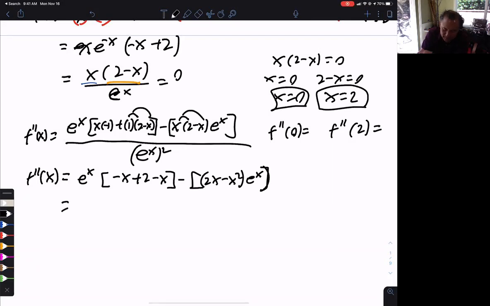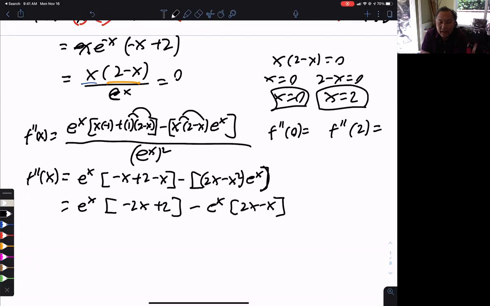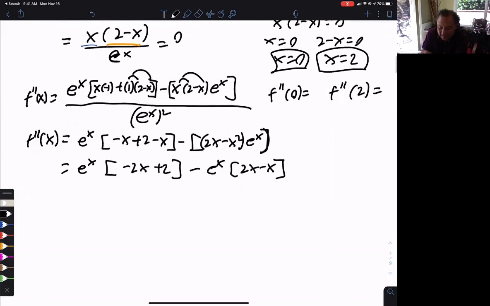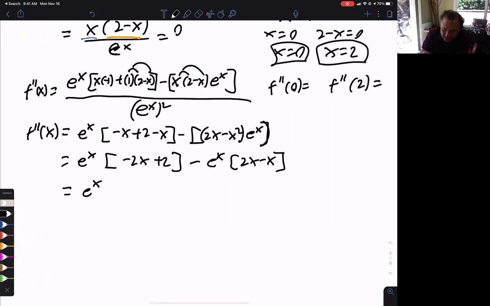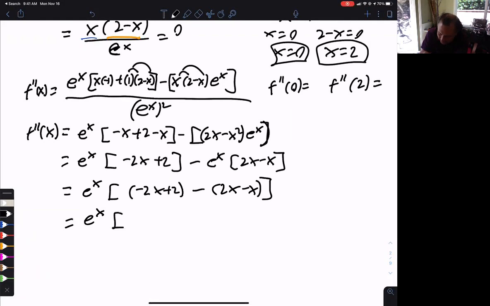Okay, simplify more. This is kind of fun. Minus 2x plus 2. I have e to the x times 2x minus x squared. Hopefully you're all good with that. Now they both have an e to the x. I'm going to factor that out. So I'm going to be left with minus 2x plus 2 minus 2x minus x squared. Then, this is minus 2x, so it's going to be minus 4x, because I have a minus 2 and a minus 2 is minus 4.